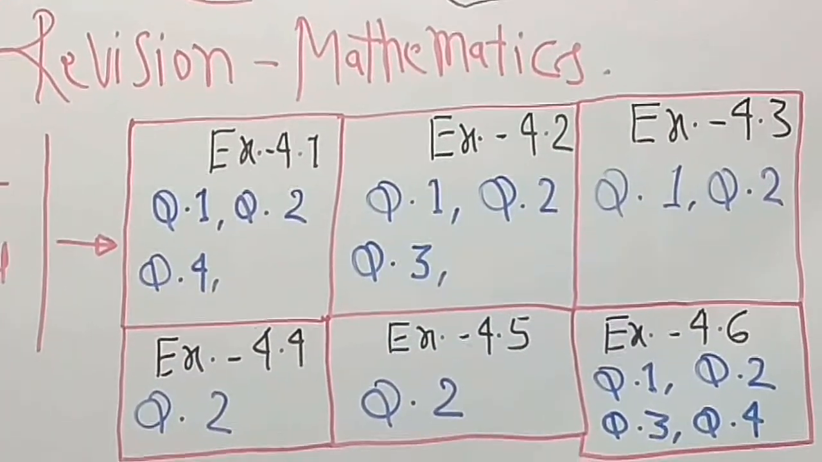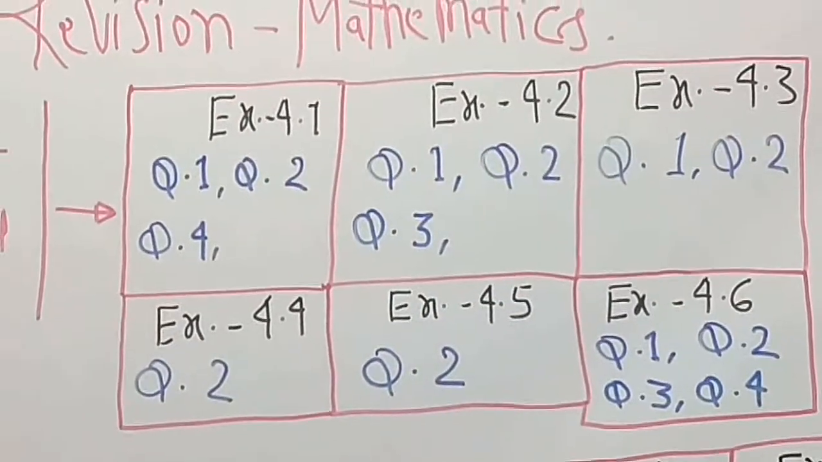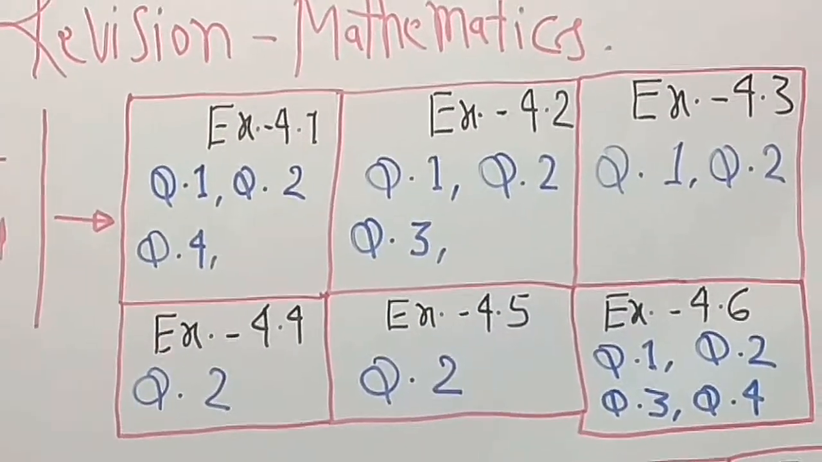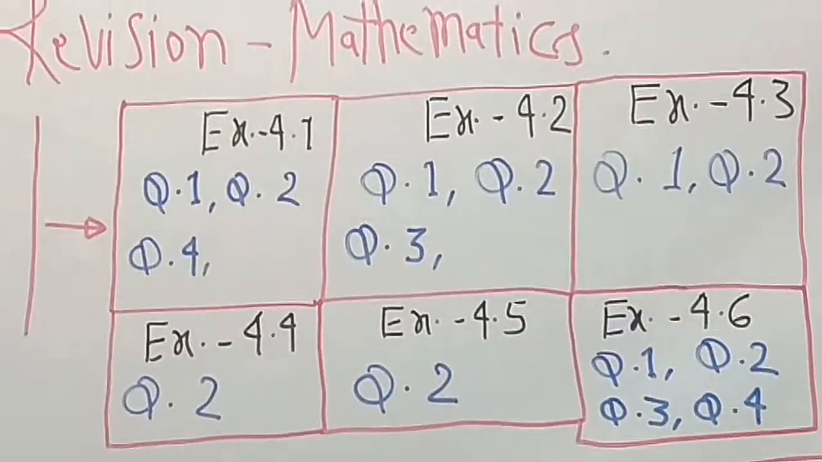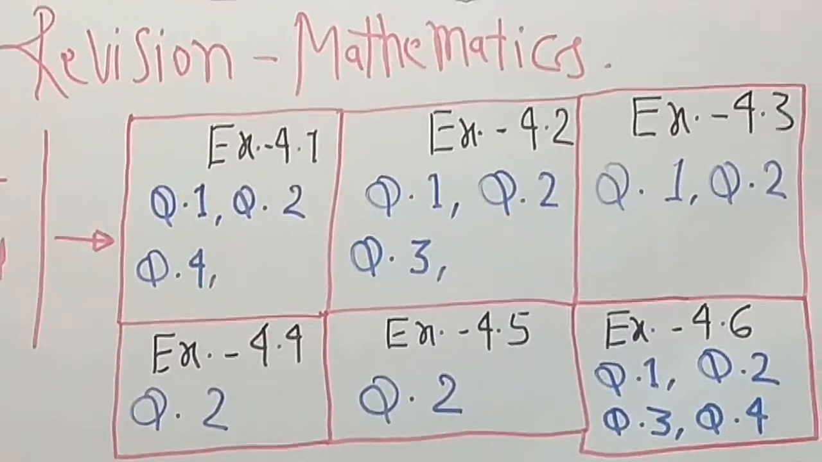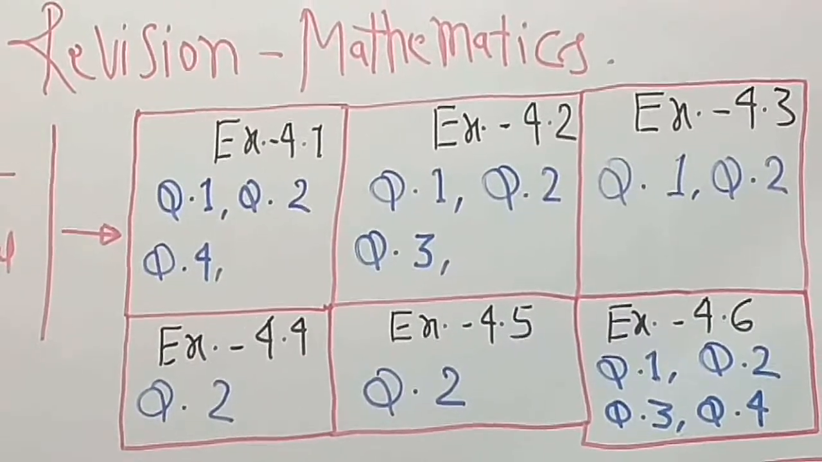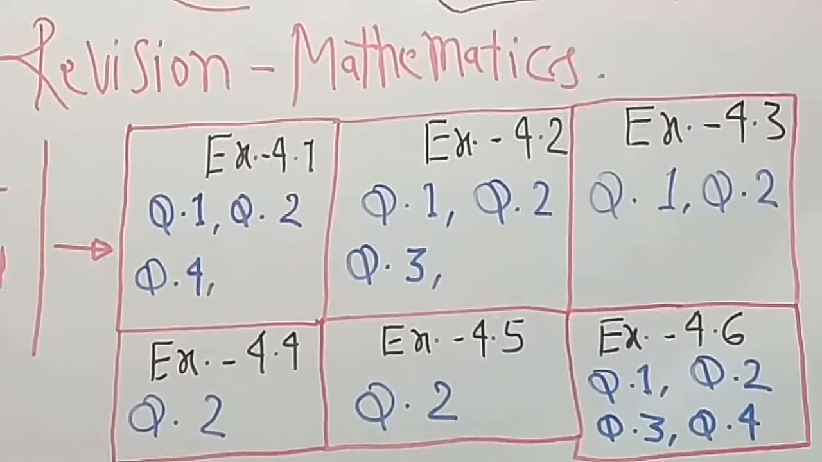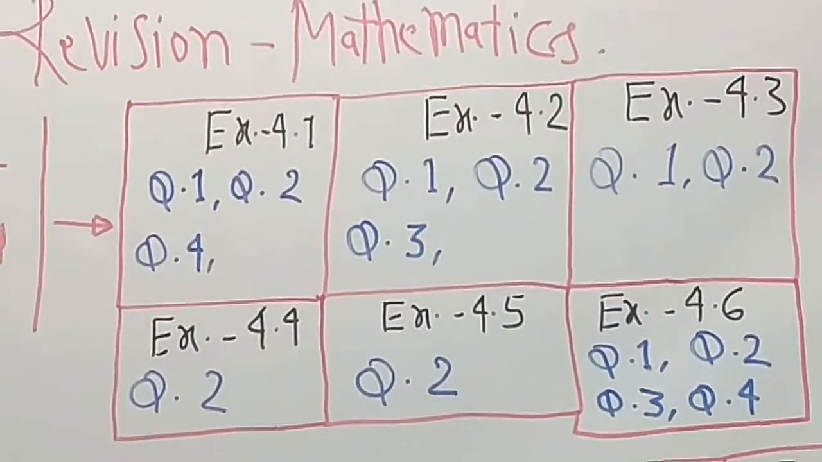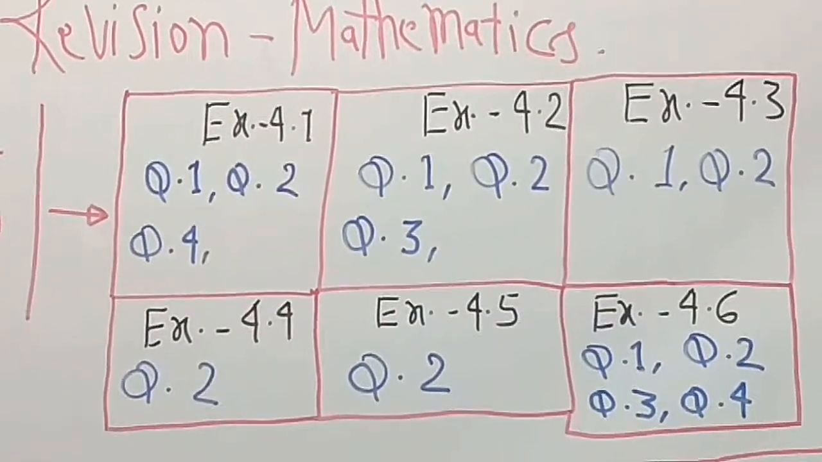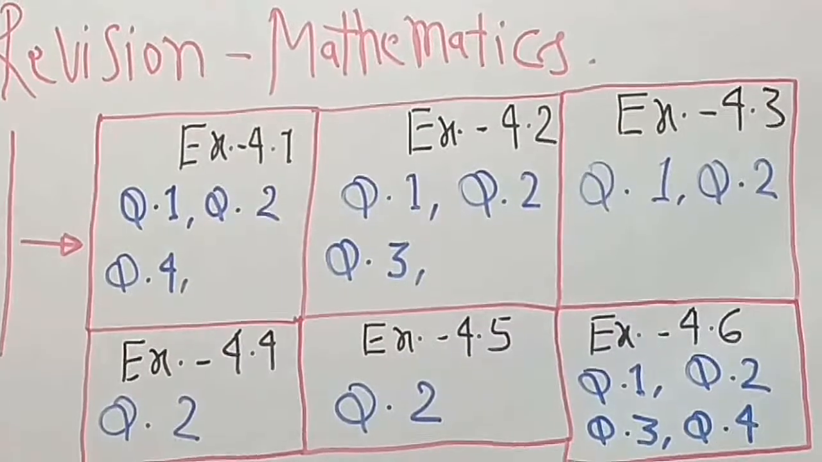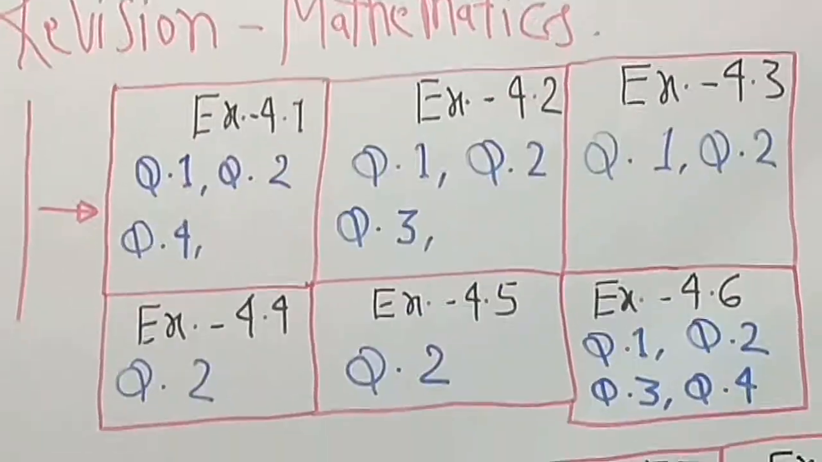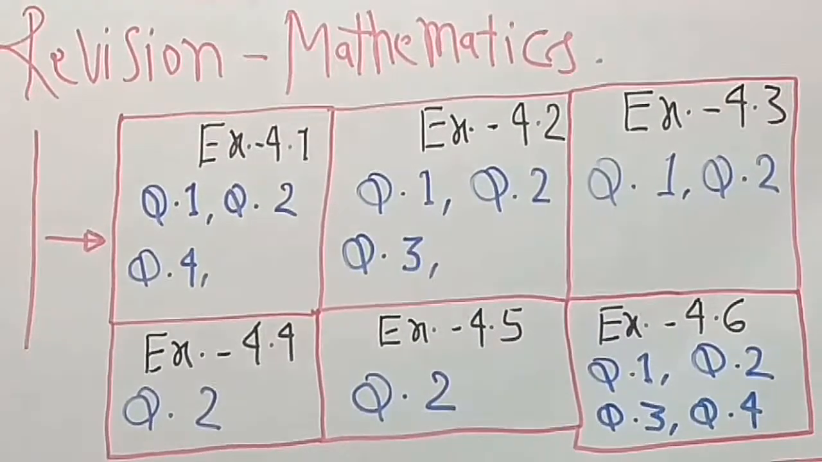Now exercise 4.2. Question number 1, question number 2 and question number 3 are the important questions. Question number 1 is classify the following curves as open or closed. Some figures are given in this question. You have to choose which one is open and which one is closed. Now question number 2, draw a rough diagram to illustrate the following, open curve or closed curve. So you have to learn the definitions of open and closed curve.